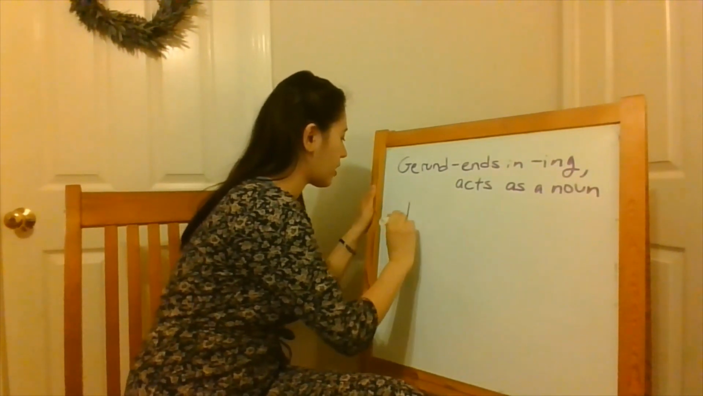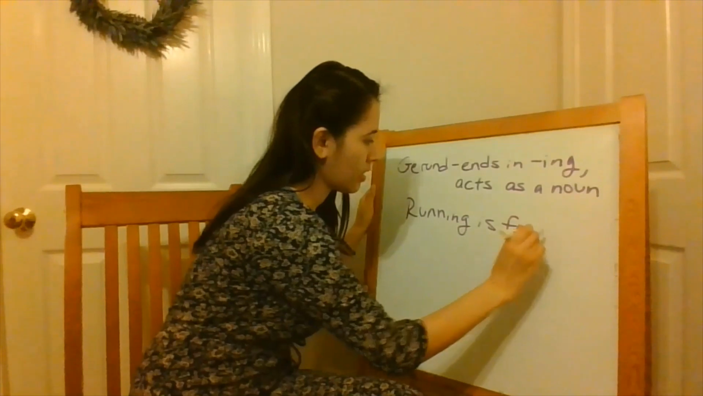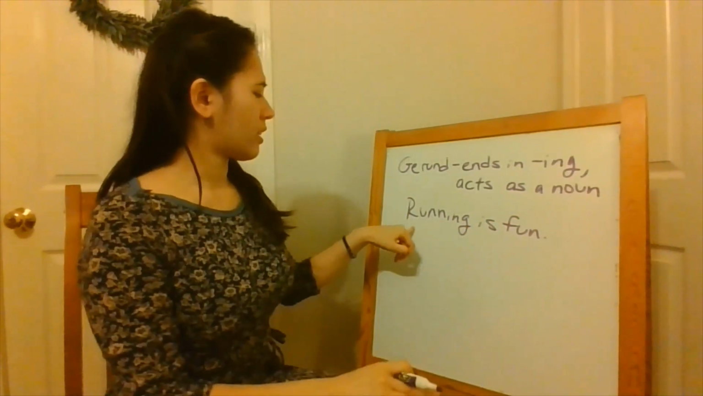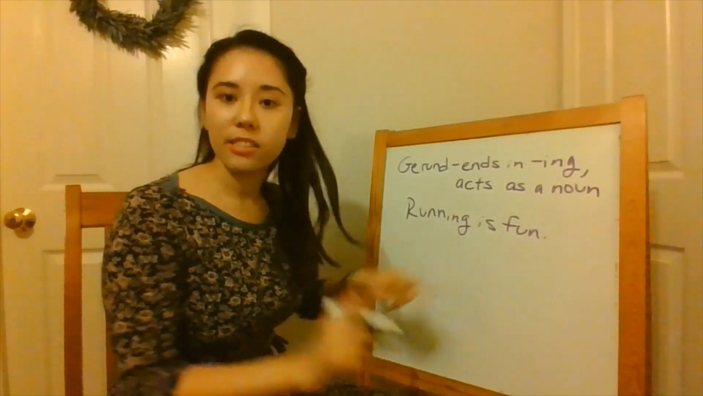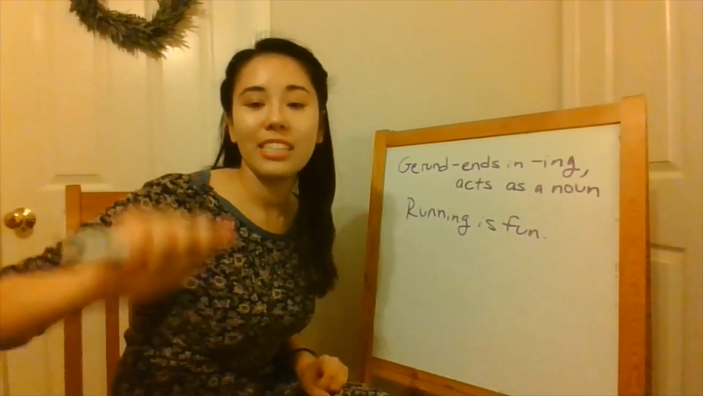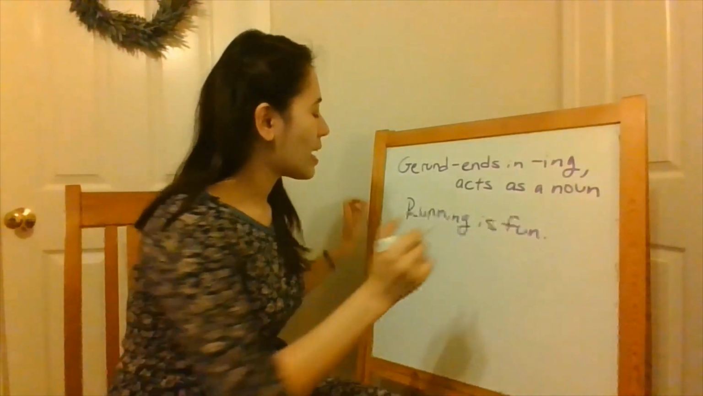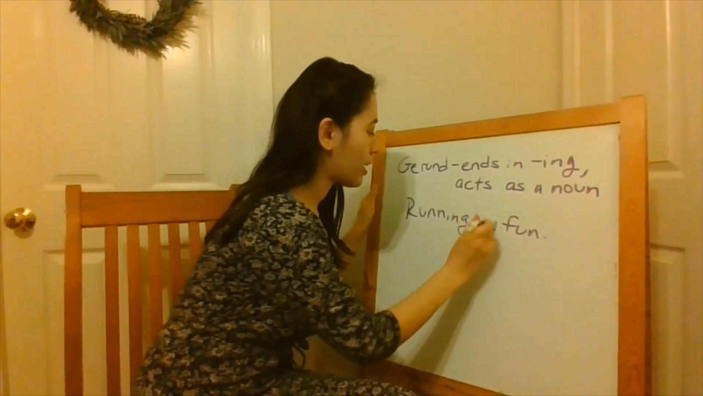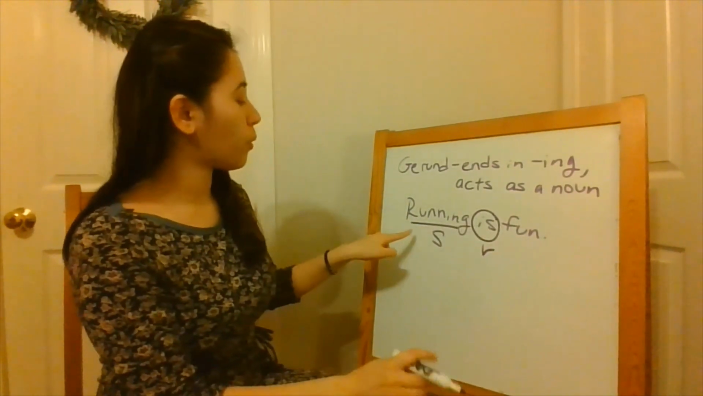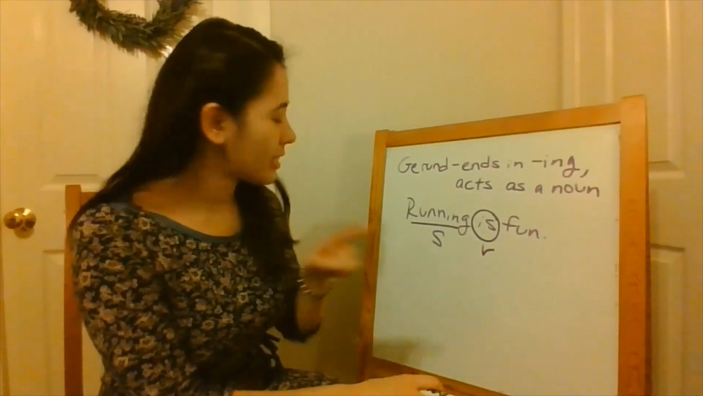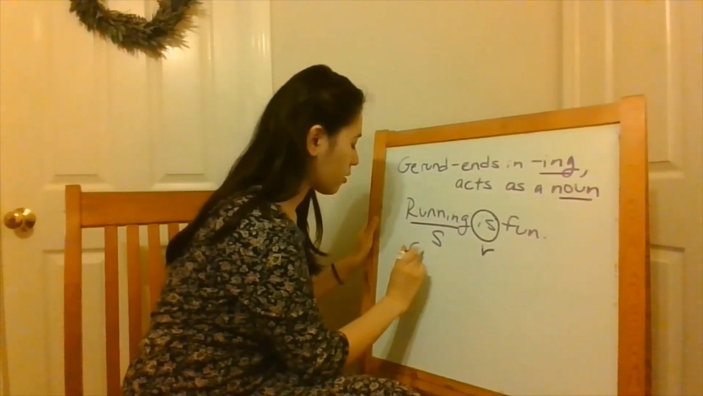So we can say, running is fun. Now, if we look at this sentence, we might think running, that looks like a verb, but I'm not convinced it is a verb. But then we look here, is. Okay, is definitely a verb because a verb is a word that expresses action or state of being. So is our verb and running is our subject. So running now, but what kind of thing is it? So running is a subject, so it's acting as a noun, and it ends in ing, so it is also a gerund.